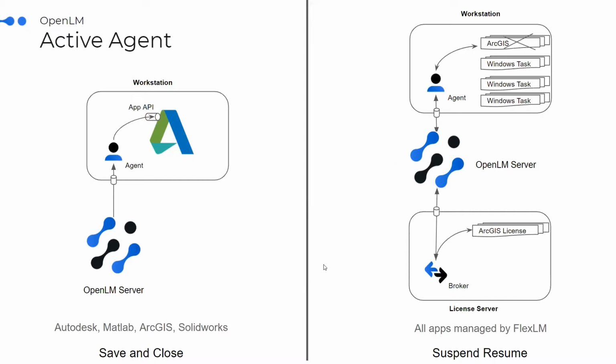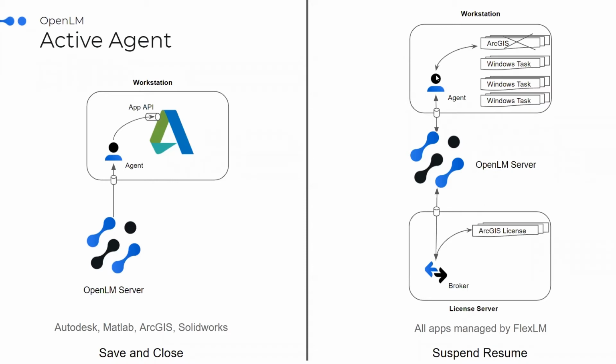But let's say that it's not one of those applications. Let's say it's NX, for example. It's any other FlexLM application. Any FlexLM managed application can basically be used with the suspend resume. Now, instead of closing the application, it will just suspend the application. And once the application is suspended, the license gets retracted back into the license pool.